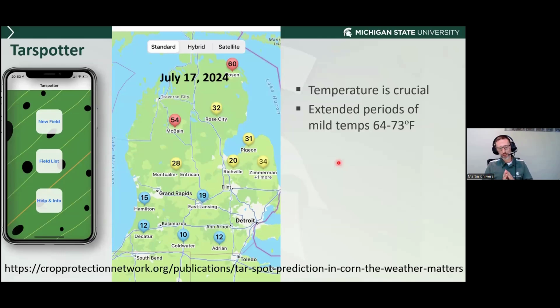So I ran the model yesterday just for some of the locations that I had, and we were at high risk. We were over threshold in the red for our color scheme, and we've just dropped below that now, and that's probably a factor of that temperature would be my guess. We do see that temperature is one of the crucial parameters, and extended periods of mild temperatures seem to be more critical for disease development. So 64 to 73 degrees Fahrenheit for disease development. Of course, when it gets hot, when it gets up above 80, it doesn't mean it's going to kill the disease, but it may just slow down development. So cooler temperatures seem to be more important.